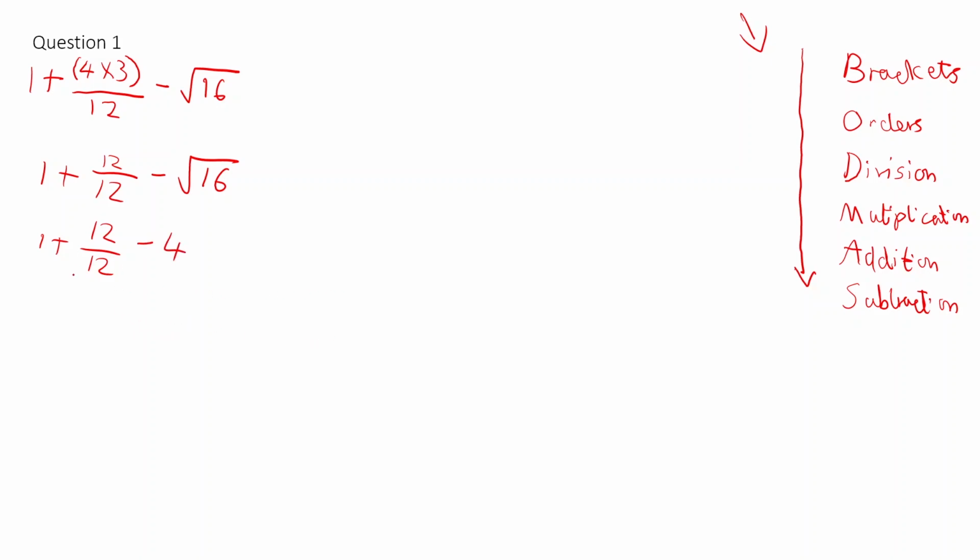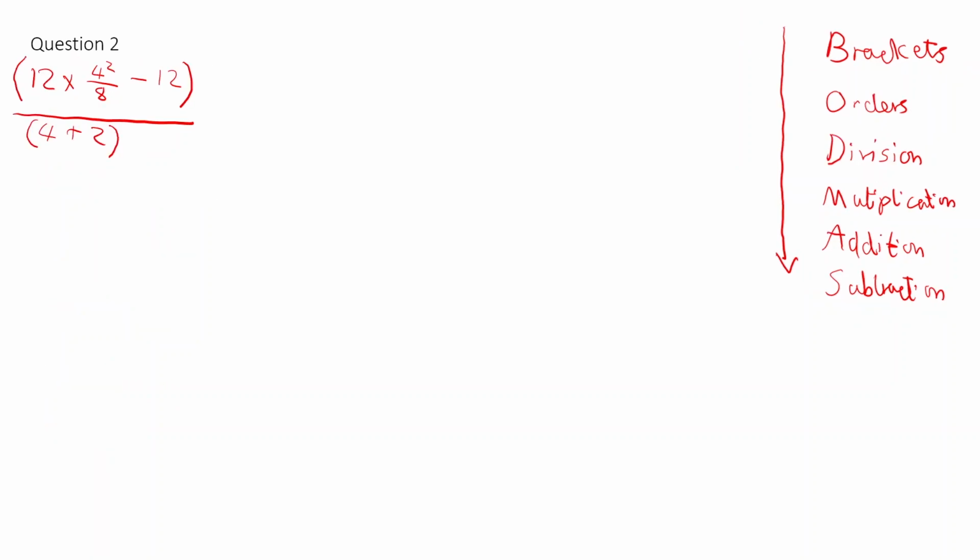Next is division. So 12 divided by 12, that's the only division we have over here, and that gives us 1. So 1 plus 1 minus 4. Then addition, 1 plus 1 gives us 2, and finally subtraction. 2 minus 4 gives us minus 2, and that is our final answer.